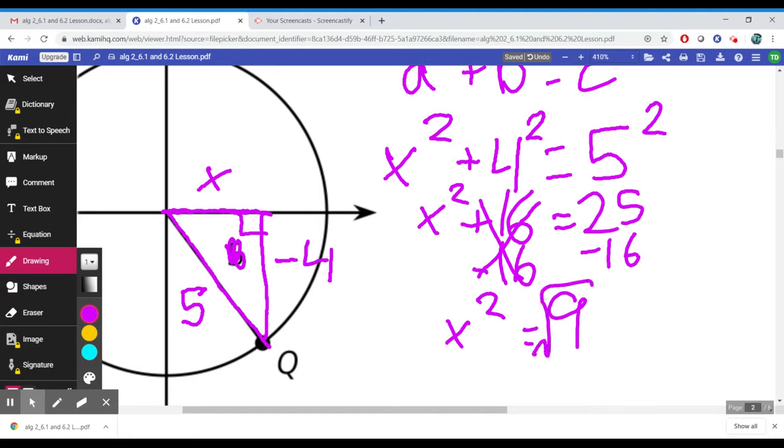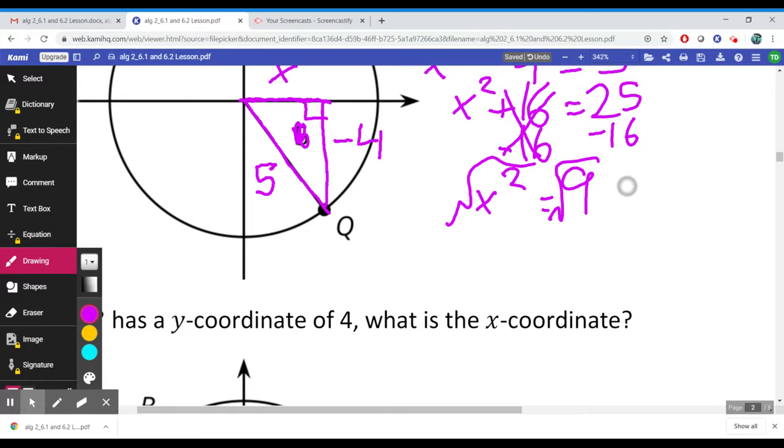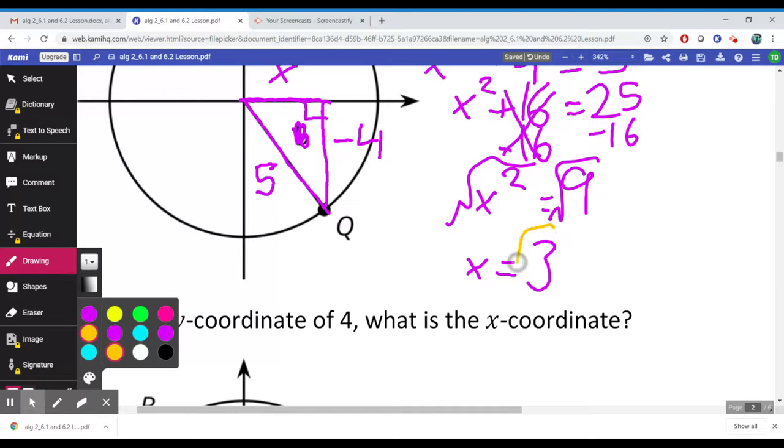To undo the squared, we're going to have to take the square root of both sides. Again, normally here we would have to include a plus or minus, but we're dealing with distance, and we know that distance cannot be negative. So all we need to look at is the positive square root. The square root of 9 is 3. So that will be our answer here.